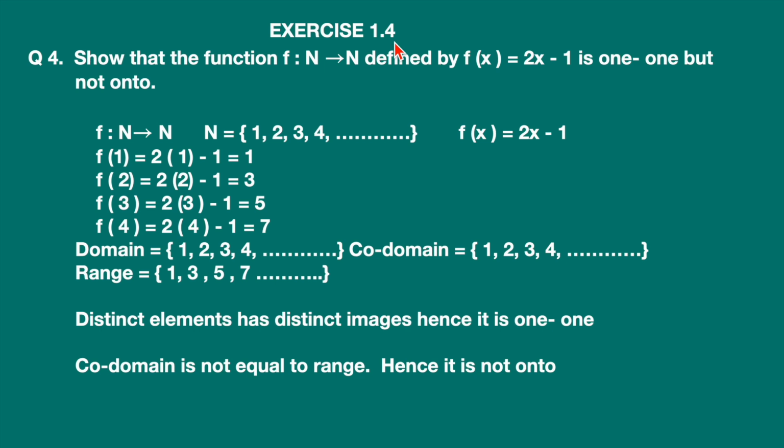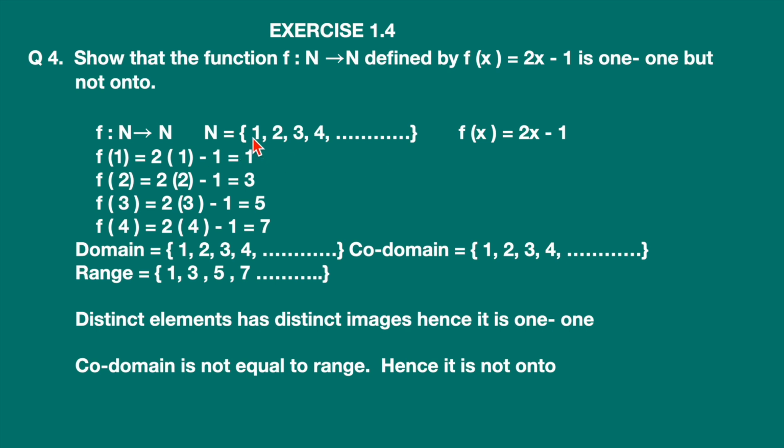Exercise 1.4. I've already solved questions 1 to 3 in the previous video. Please go through that. Here we are going to do from question 4. Show that the function f from N to N defined by f(x) = 2x - 1 is one-to-one but not onto. So let us write down the function. f is from N to N. N, you know, is the set of natural numbers. Here it is. The function is f(x) = 2x - 1.